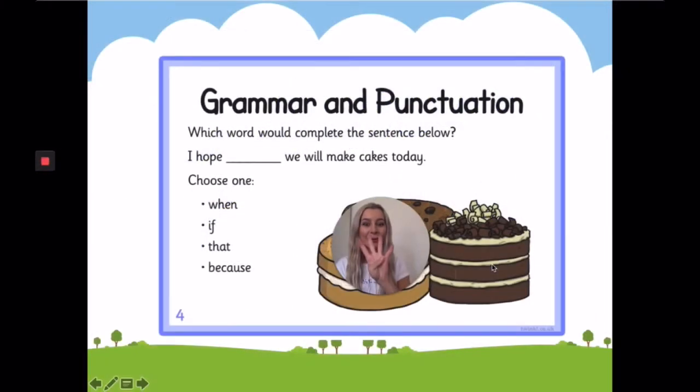Question number 4 now. Which word would complete the sentence below? I hope, we will make cakes today. Is it I hope when, I hope if, I hope that, or I hope because? Have a think and write down your answer.